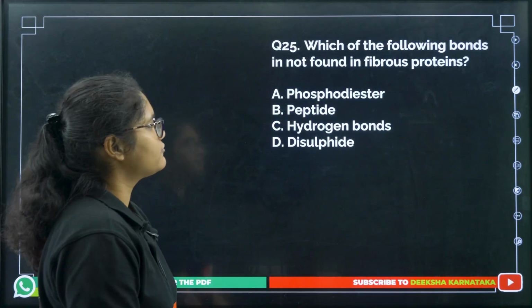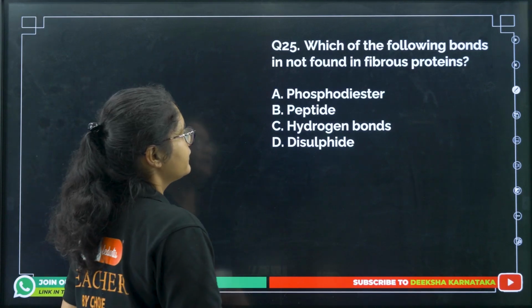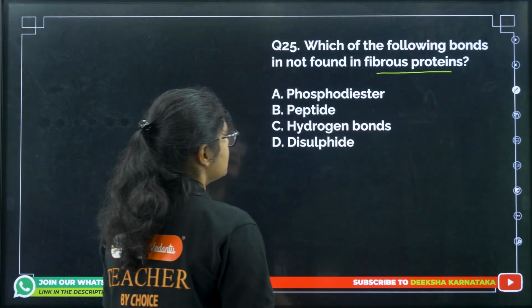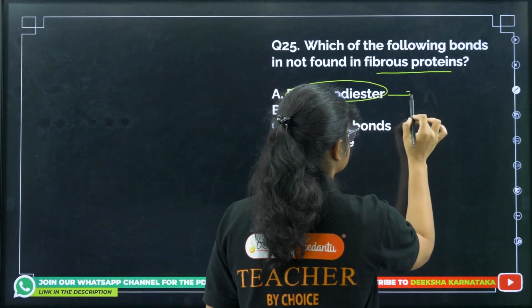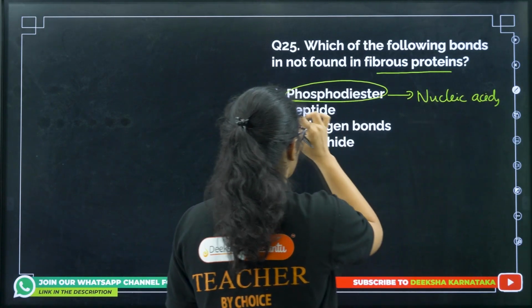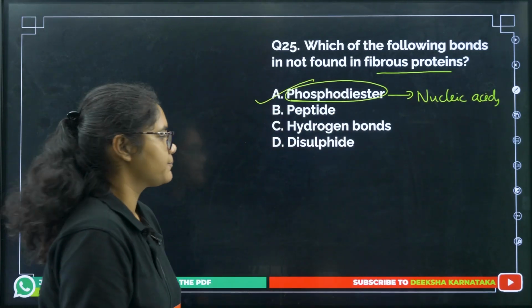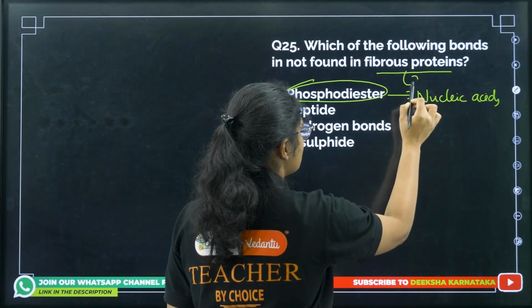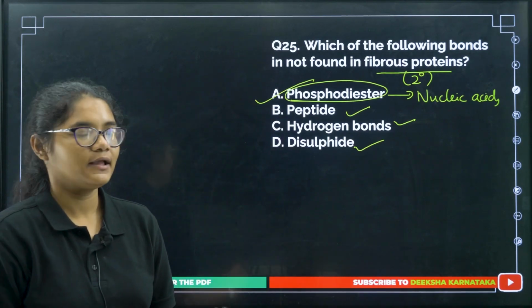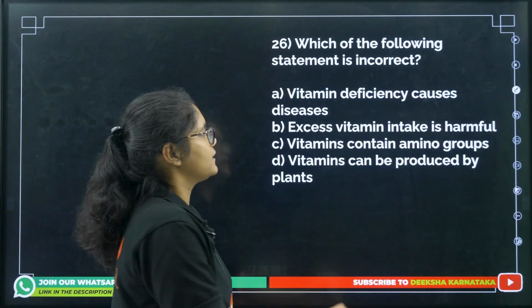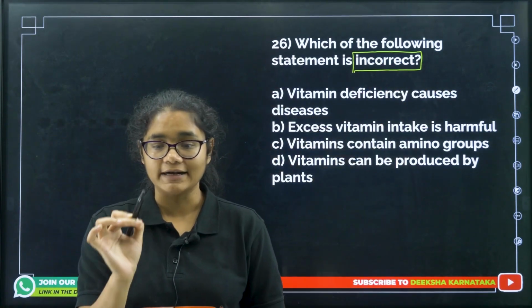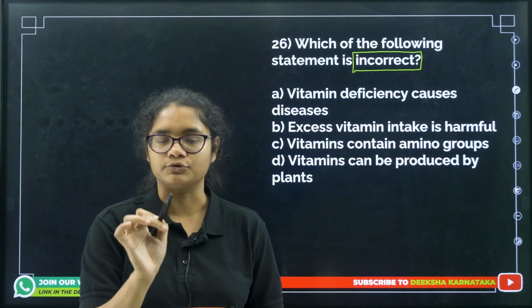Next, which of the following bonds is not found in fibrous proteins? So if you see phosphodiester bond, just now we discussed, it is a part of nucleic acids, right? So correct answer for this question will be option number A. And we can find in the fibrous protein, as a secondary structure, peptide bond, hydrogen bond and disulfide bonds. Okay. Next question, which of the following statements is incorrect? So be very careful whenever you are reading the question, whether the correct statement is asked or incorrect statement is asked, you should be careful there.